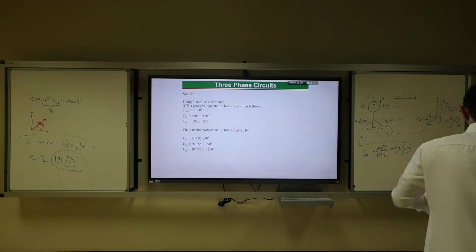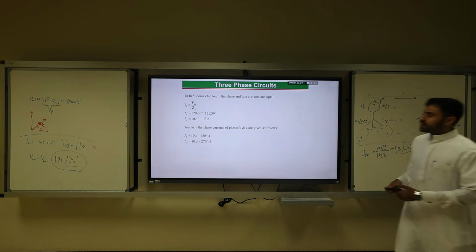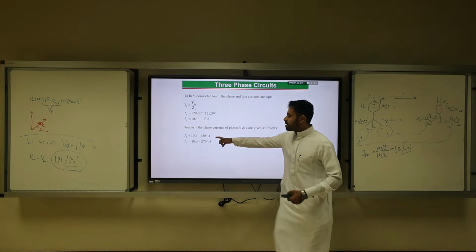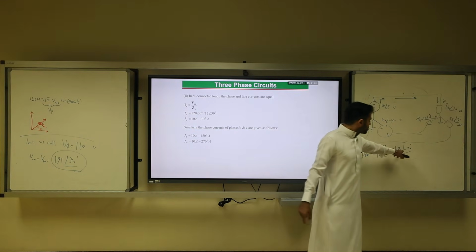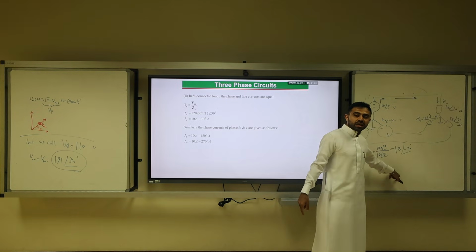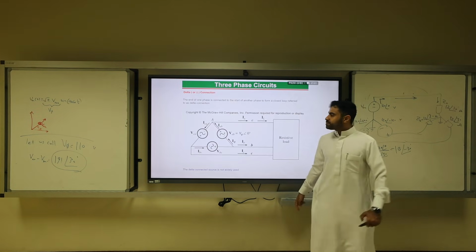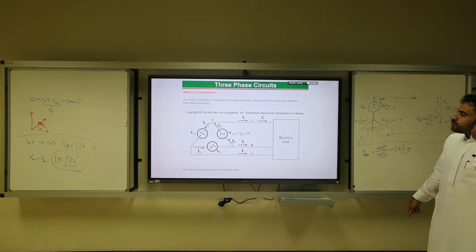So when we do the line current or phase current, we do the calculations. Did you get this number? 10 angle minus 30. So for B, subtract 120. For C, subtract 240.